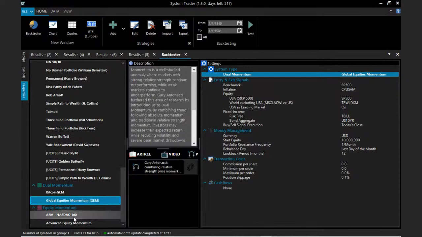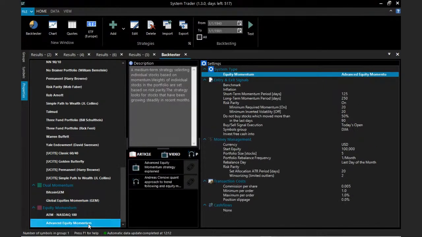And there is another active strategy called Advanced Equity Momentum. This is for individual stocks, while GEM is where you can use, for example, ETFs. It's also based on momentum, which I will explain in a while, but it's, let's say, a bit more complex. But also, as for the logic itself, it's pretty simple.